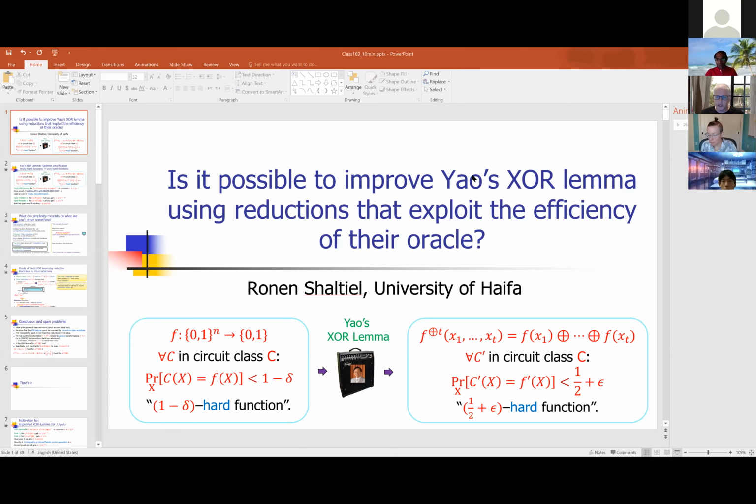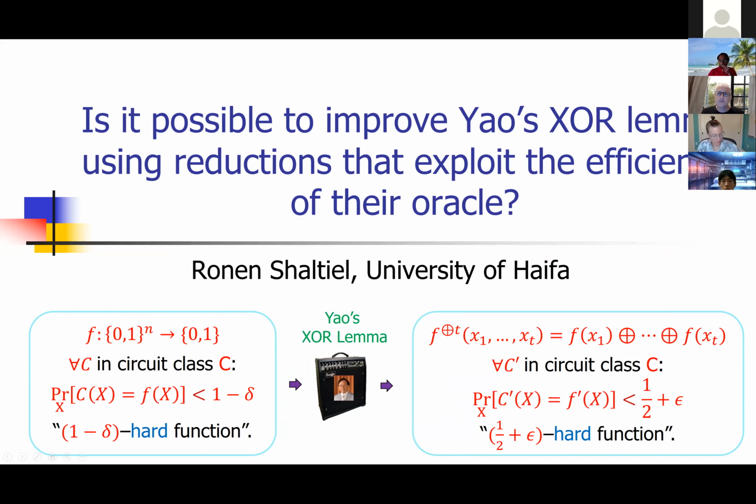So I'll be talking about Yau's XOR lemma. Yau's XOR lemma is a hardness amplification result. Namely, it's a way to transform mildly hard functions into very hard functions. More specifically, if you give me a function f such that for every circuit in some circuit class, think p/poly, the probability that the circuit computes the function f correctly on a random input is smaller than, say, 1 minus 1/3, I'll call such a function a 1 minus 1/3 hard function.